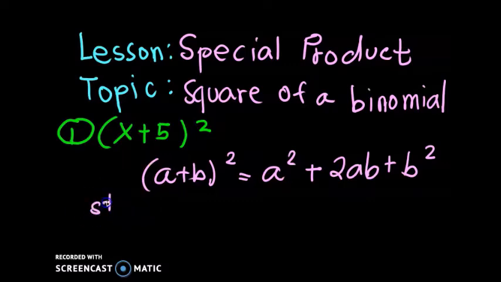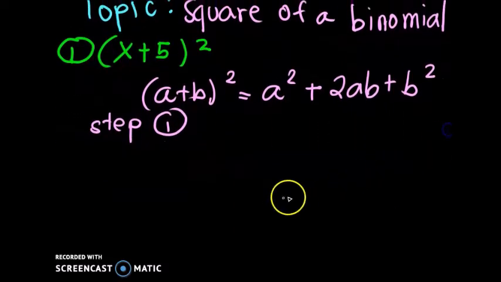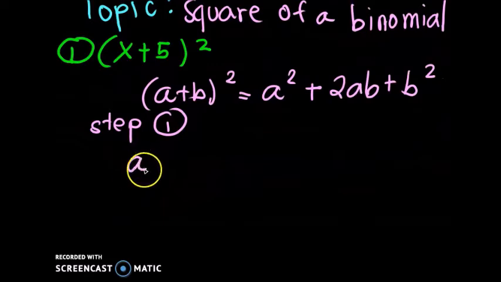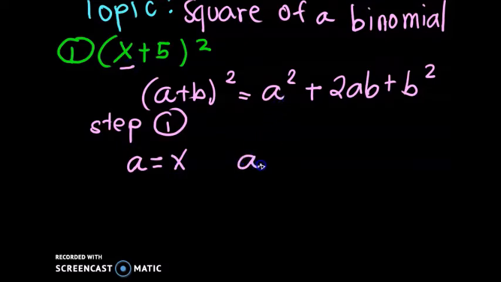Step number 1, let's look for a. Here we have to look for our a, the first term. Our first term here obviously is x, and in our first step we must answer a squared. So what will be the answer if we square a? In this example, it should be x squared.